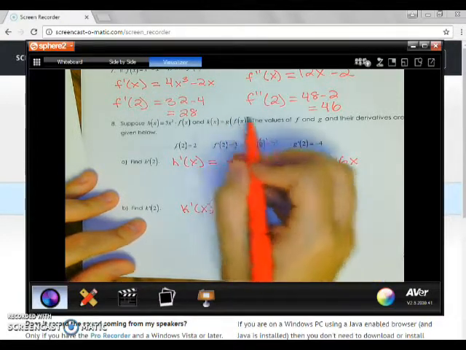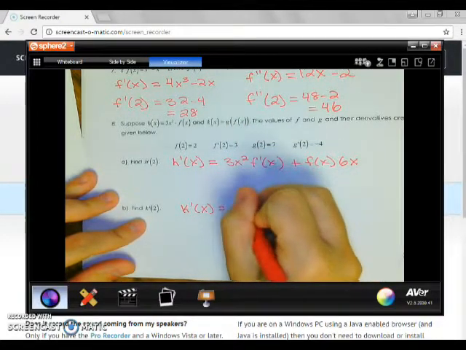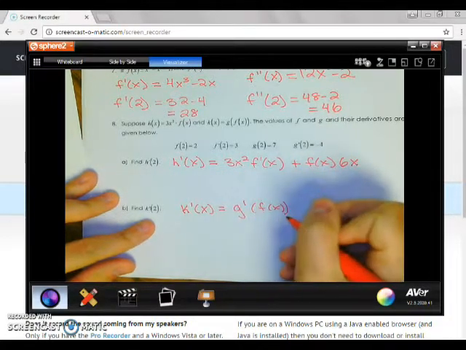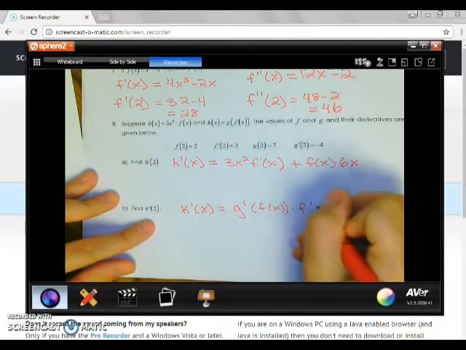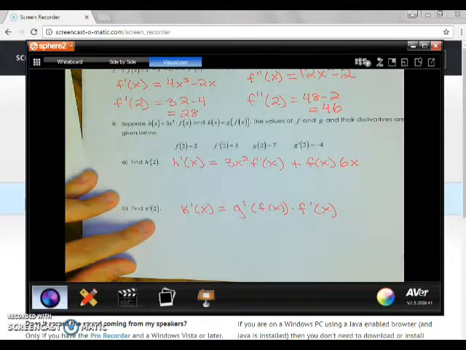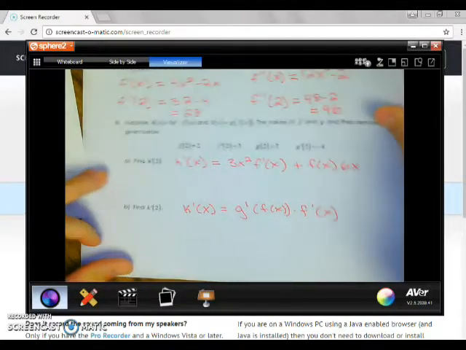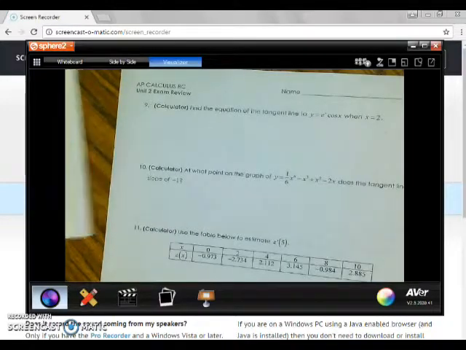So it's going to be the derivative of the outside, so it's really this, of the original there, times the derivative of the inside would be this. So then from there, you can go ahead and plug in there. All right, last page. What do we have here?